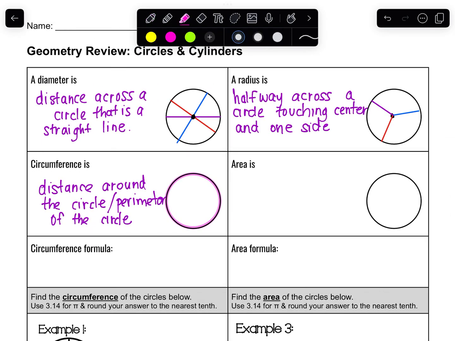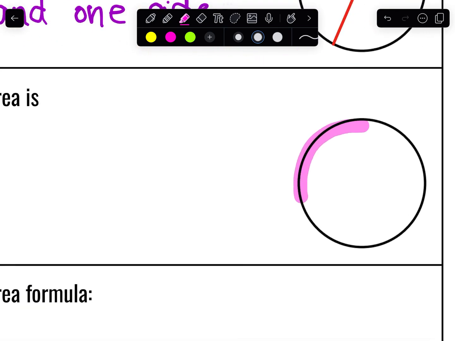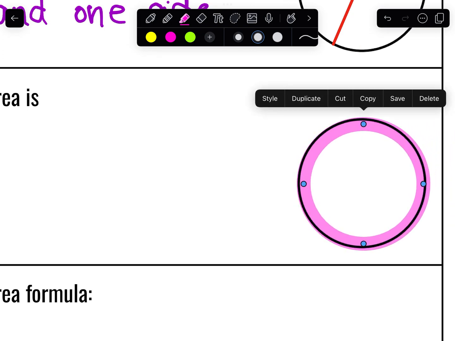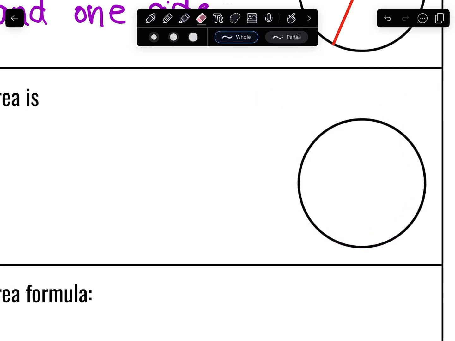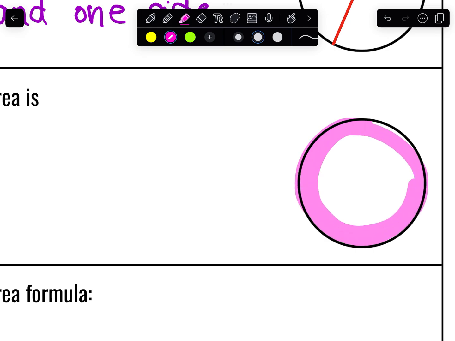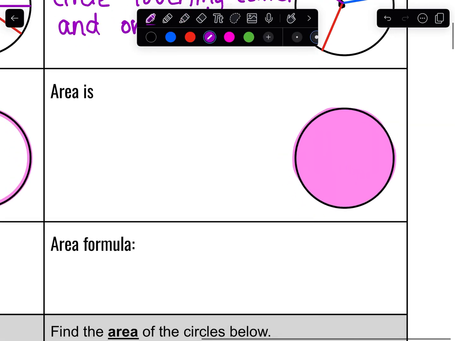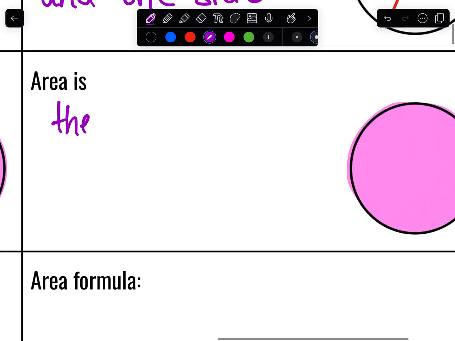Next up is area. When we talk about area of a circle, we are going to talk about the inside space. So we're going to fill all of that space in on our circle, and this is the area. So area is the inside space of the circle.